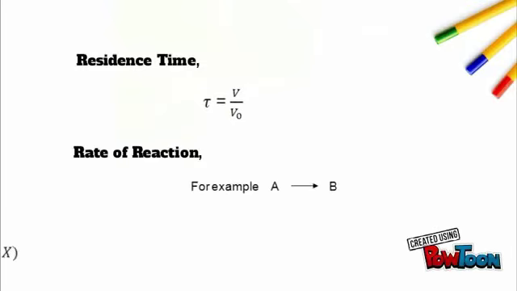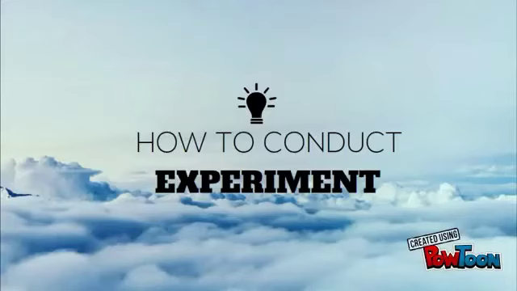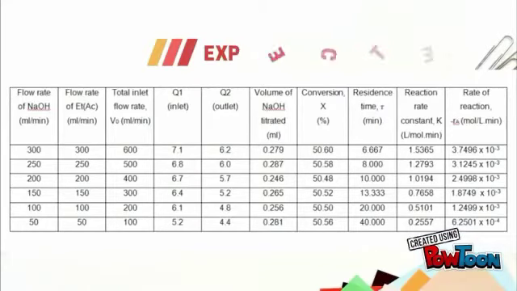This is for the residence time and rate of reaction. How to conduct the experiment. This is the expected result for the experiment.